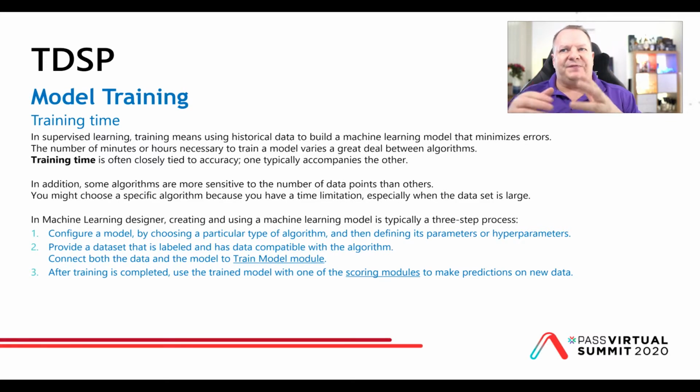Now, in supervised learning, training means using the historical data to build that model and reduce the amount of errors as close as we can to 0. That may take minutes or hours to train that model to get the accuracy. It depends on the specific algorithm and the accuracy we're trying to achieve. Also some algorithms work faster than others, and it depends on the number of hyperparameters and the limitations we want to put on the amount of training time.